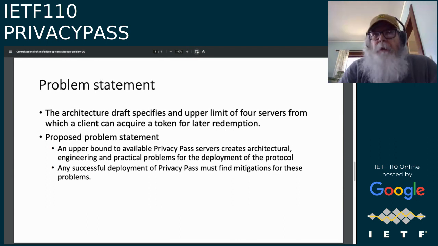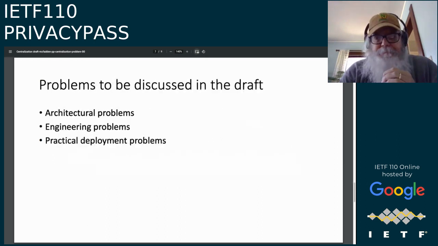So having a very small upper limit on the number of servers brings into question traditional centralization problems that are associated not with economic or size of network. It's simply part of the protocol that enforces this problem. And so in the consolidation draft, there's an attempt at a reasonably crisp problem statement. Next slide, please.